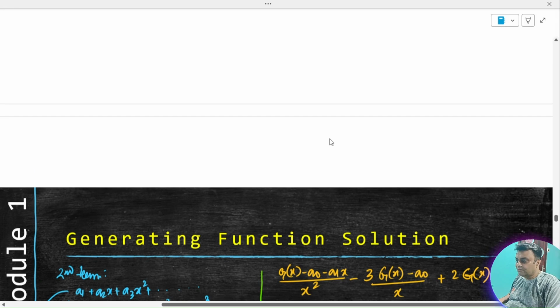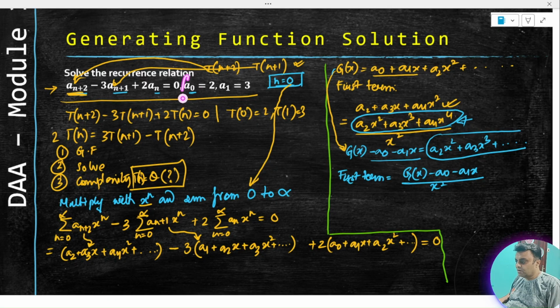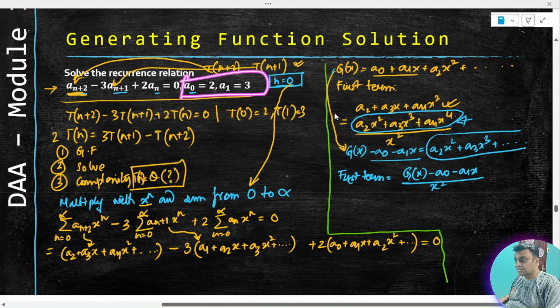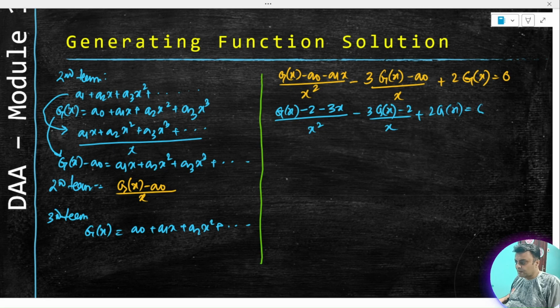Now you are already given the values, right? You are already given the values of a0 equal to 2 and a1 equal to 3. So substitute them here, right? So then we are going to get (gx minus 2 minus 3x) by x square, minus 3 (gx minus 2) by x, plus 2 gx. This is equal to 0.